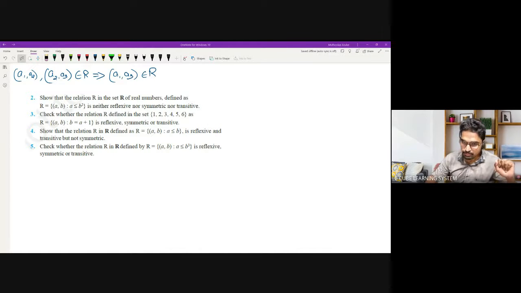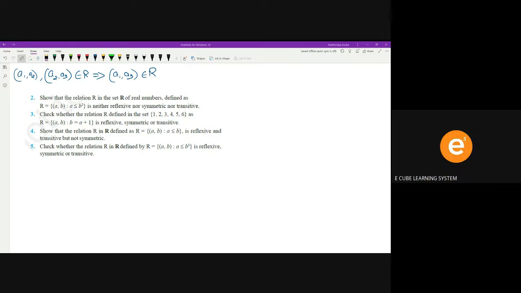And the symmetric example is very simple. Symmetric is very easy. Reflexive and transitive, I think some more time will be taken. Try first.